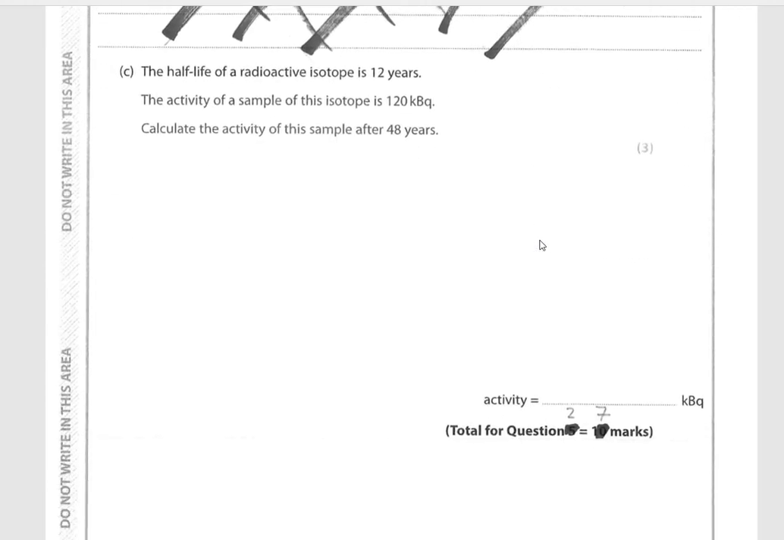Good. Here we go. So this is half-life. Now, what is half-life? It is how long it takes for the isotope to halve itself. So for example, let's take a look. The half-life is 12 years. After every 12 years, it's going to halve itself. Now, the activity is this much. So we've got this much activity.